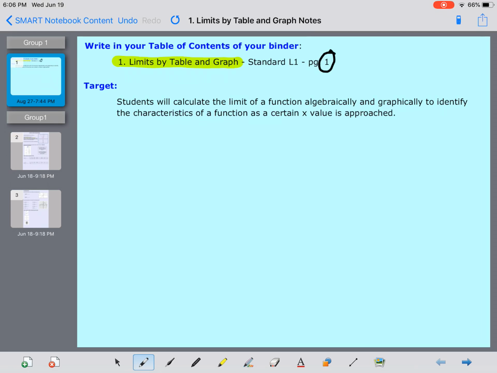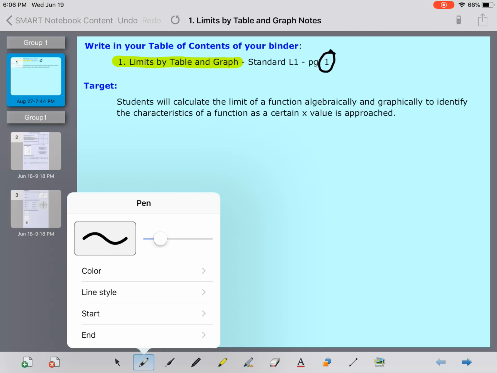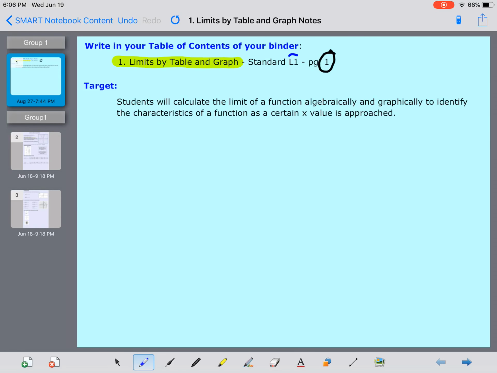Last thing that you should really recognize is, in fact, the standard that we are dealing with. So this is standard L1. So you want to get those 3 things in your journal. Okay, the table of contents is going to be pretty important.